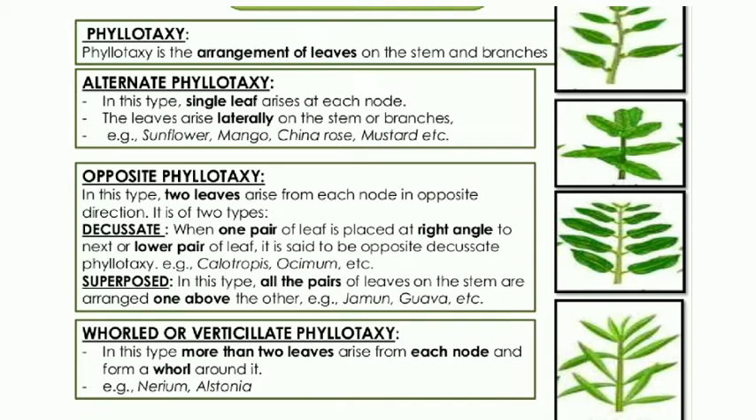Then coming to the third type, whorled phyllotaxy or verticillate phyllotaxy. In this type, more than two leaves arise from each node and form a whorl. Whorl means one group, one circle, which is observed in Nerium and Alstonia. You can see in the diagram, at each node more than two leaves arise. Okay, that is all about phyllotaxy.